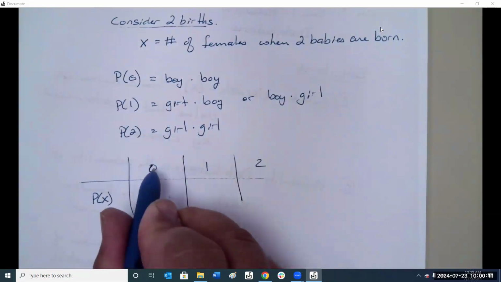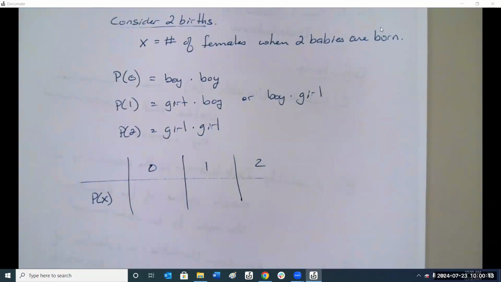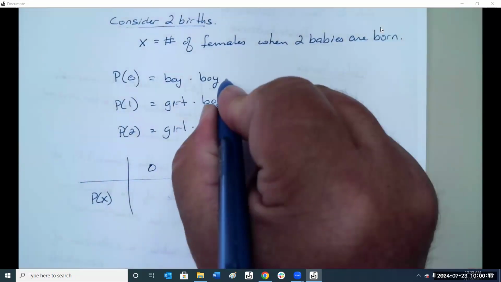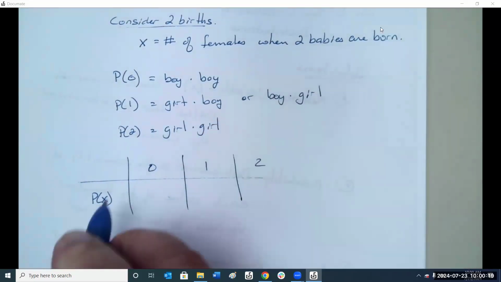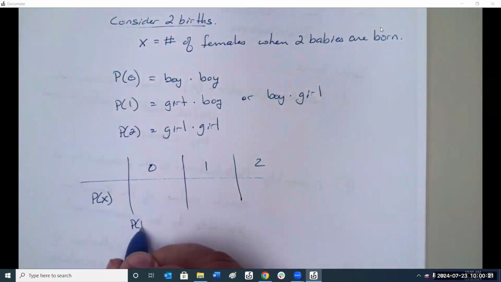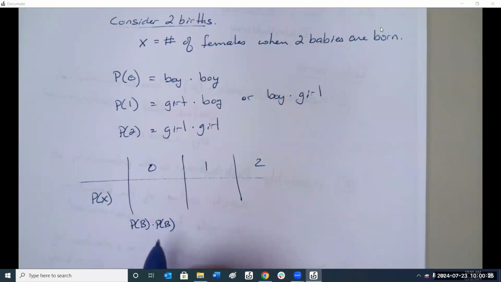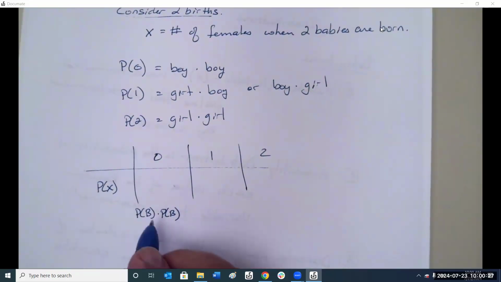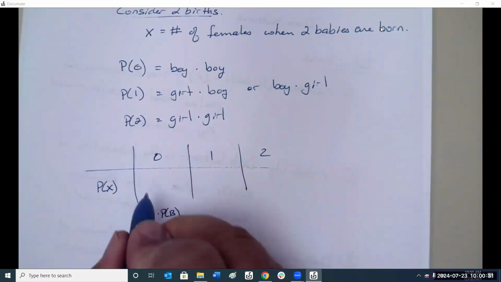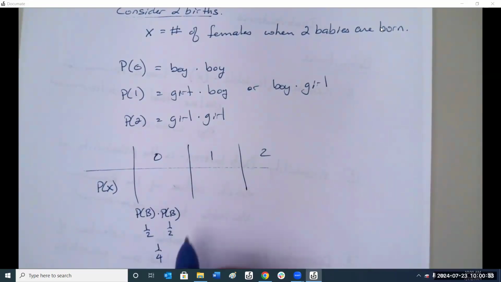So what's the probability of no girls being born, of two boy births? We have a probability of a boy times the probability of a boy, and they're both equally likely, so they're both 1/2. So that's 1/4.